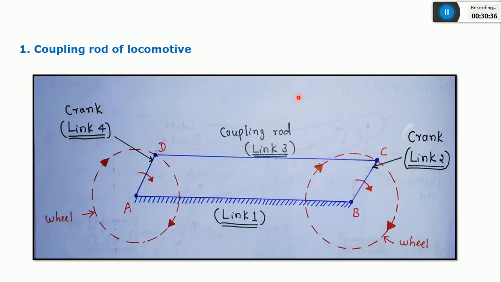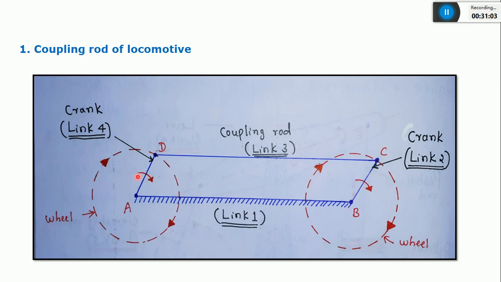Since it is an inversion of a 4-bar chain, it has 4 links. This AB is one kinematic link, I can call it link 1. Its name is frame. And as I said, in the first inversion, the frame will always be fixed. And this AD is a crank. You can give any namings. I'll start from this also, this is also a crank.